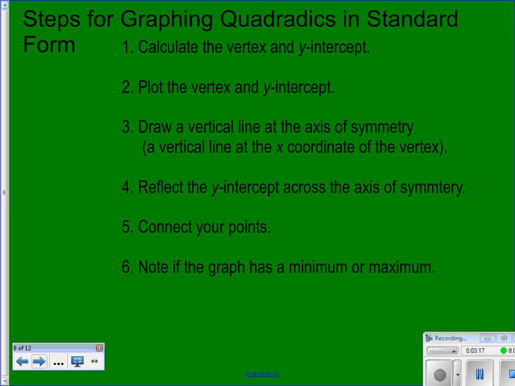The reason why we draw that is we can take our y-intercept and reflect it across the axis of symmetry. Because the axis of symmetry means it's symmetrical, it's going to be the same on both sides. So we can reflect that point across the axis of symmetry. Once you have 3 points and one of them is the vertex, you have a parabola, so you can go ahead and connect your points. The last thing you want to do is make a note: is that graph a minimum or a maximum?